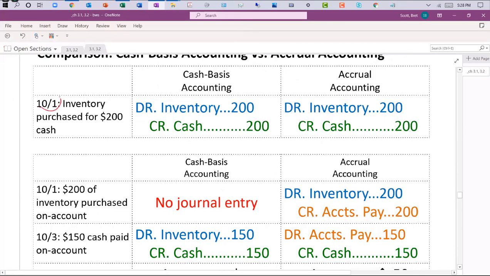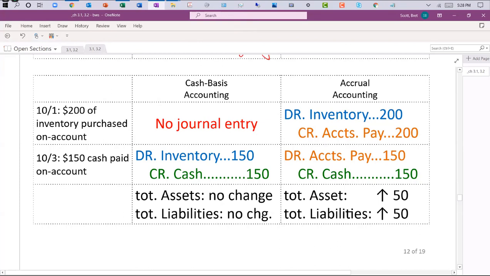What if I buy inventory and I pay cash for it right then and there? There's no real difference in the journal entries between cash basis and accrual basis accounting. But what if, in this case, I buy $200 worth of, say, lumber from my supplier on account? I'll pay my supplier back later. In the meantime, I'm walking away with $200 worth of lumber. Okay? If I'm cash basis, there's no journal entry because I didn't pay any cash. Nevertheless, I'm walking out the door with $200 worth of lumber. It seems kind of weird not to record something, right?